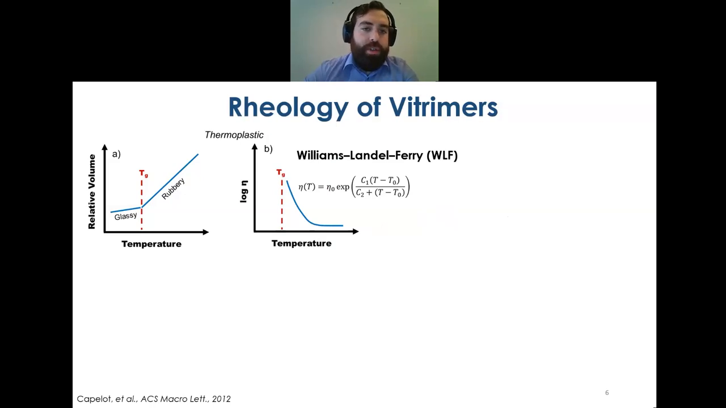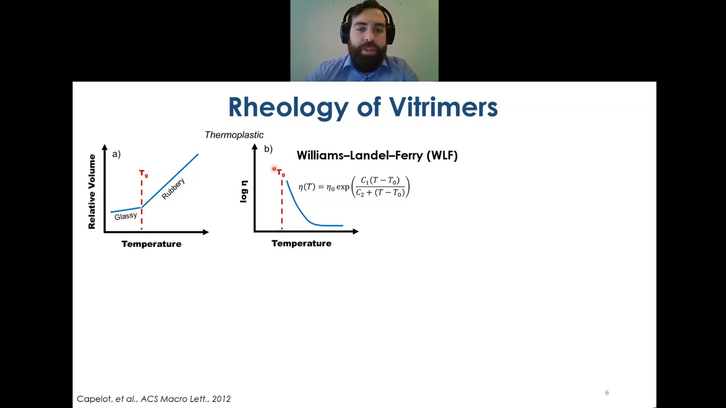To understand that, let's look at what a thermoplastic volume versus temperature plot usually looks like. At high temperature, we're in a rubbery regime or viscoelastic liquid in which the thermoplastic flows. As we cool down the system, the ability to flow gets lower and lower, and then we reach what is characteristic of the network, which is the glass transition temperature, below which the polymer is in a glassy state, or out of equilibrium.